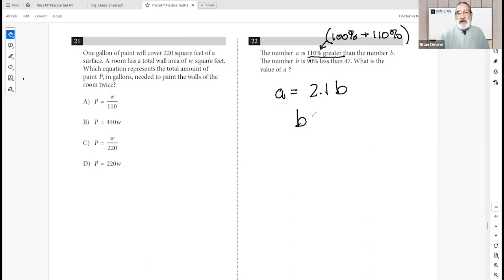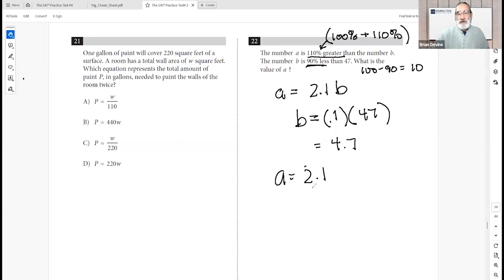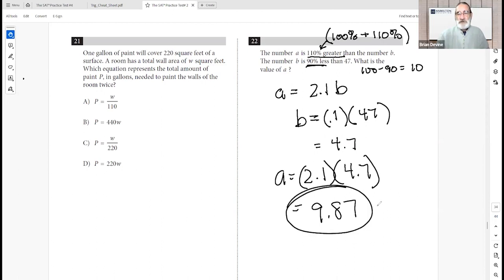And they told us that B is equal to 90% less than 47. Well, 100 minus 90% is going to be 10%. So in a calculator, I would enter 0.1 of 47, which equals 4.7. And so A must equal 2.1 times 4.7, which is 9.87 on a calculator. So 9.87 answers the question, what is the value of A?